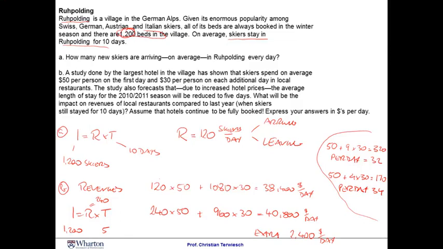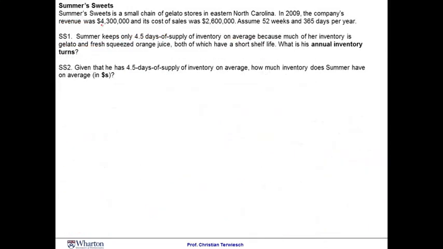And since there are going to be 1,200 beds, and out of each skier for the average day you're going to make an average $2, you're going to get the same $2,400 per day that we computed below. All right, ready for the next question.